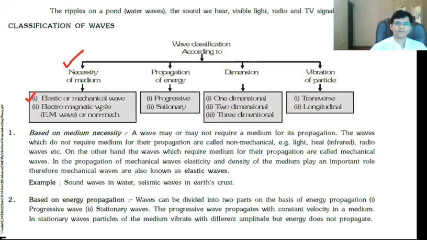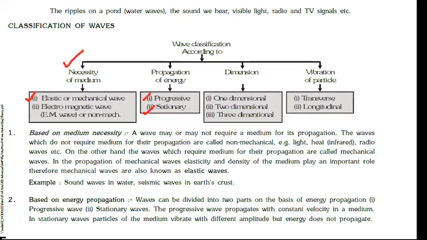Now when you talk about propagation of energy, we have progressive wave and stationary wave. Progressive wave is also called traveling wave, in which energy is transferred from one point to another point. Okay, clear? So you should note these points down. जब भी तुम लोग notes बना रहे हो ना, you can note these things down.